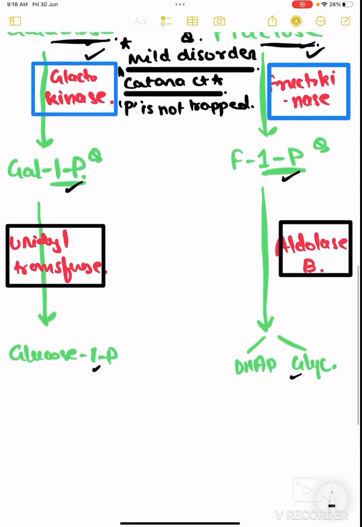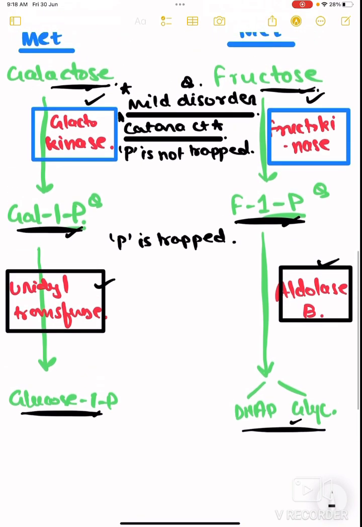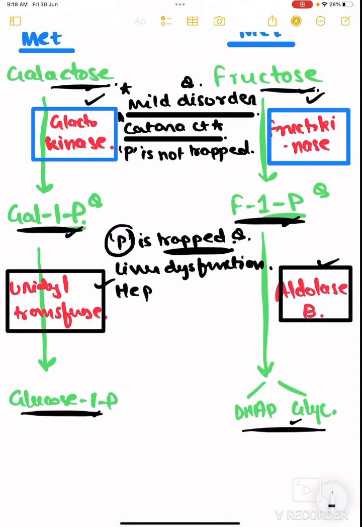In uridyl transferase deficiency and aldolase deficiency, phosphate is trapped. Can you understand it? Since fructose 1-phosphate and galactose 1-phosphate are already made and they cannot convert into glucose 1-phosphate or DHAP and glyceraldehyde, that's why phosphate is trapped. When phosphate is trapped, it will cause liver dysfunction, right? These products will accumulate in the liver. It can cause hepatomegaly and failure to thrive, right? So these features will be present.